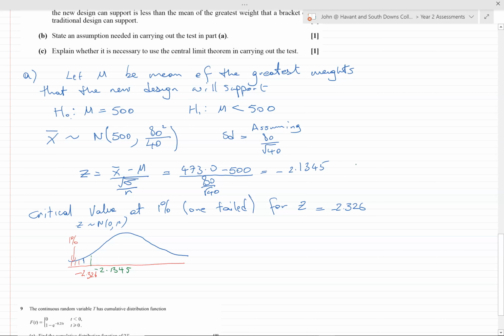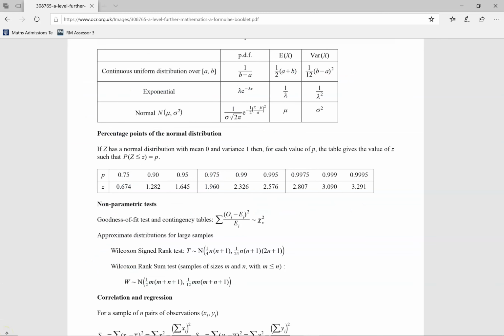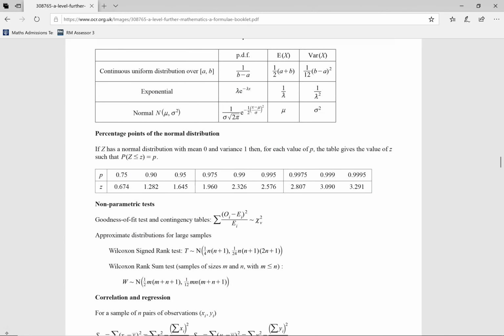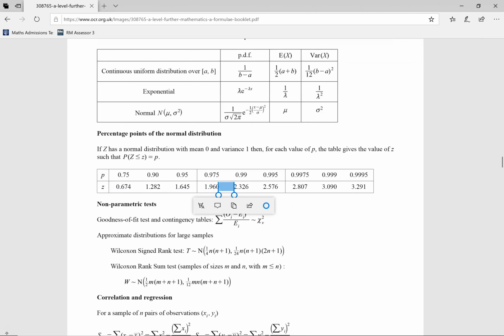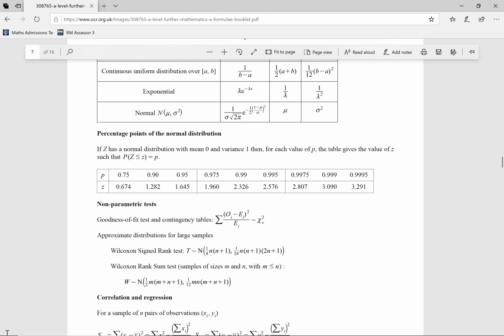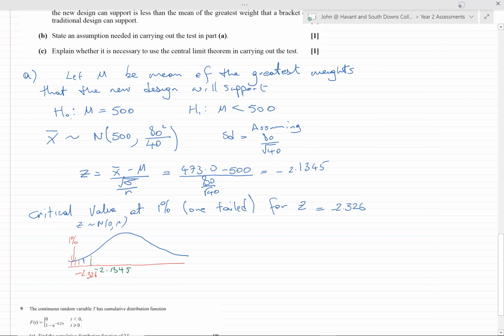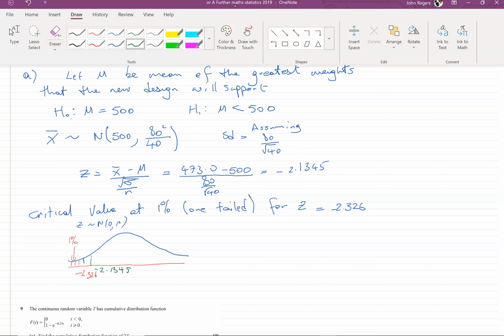It is also worth looking at the numbers in the formula book, which I'll bring up now. In the formula book, we're not given the negative values, but we can see the value at the opposite end of the tail here, 2.326 at 0.99, which would be the opposite end, but by symmetry we can see that minus 2.326 is the number we're after. So we're not rejecting H0.